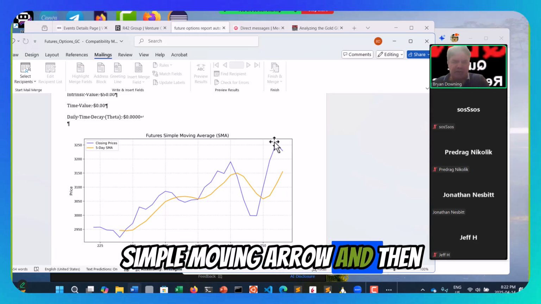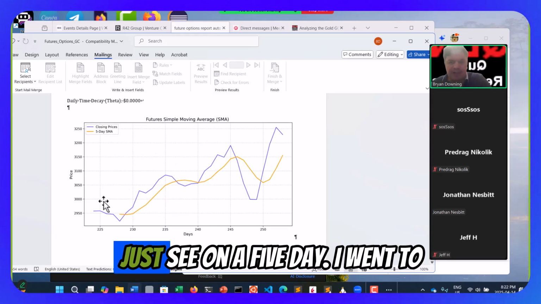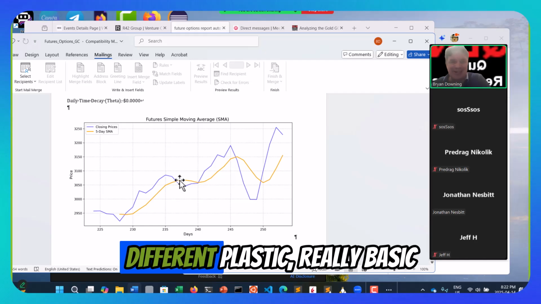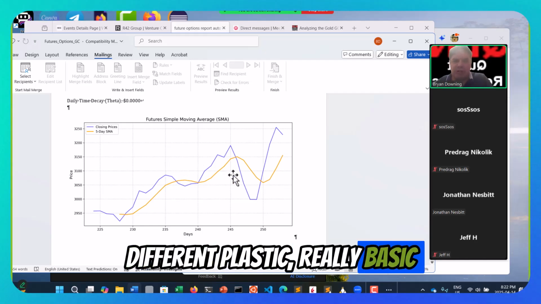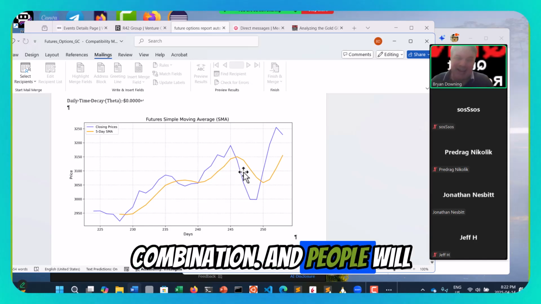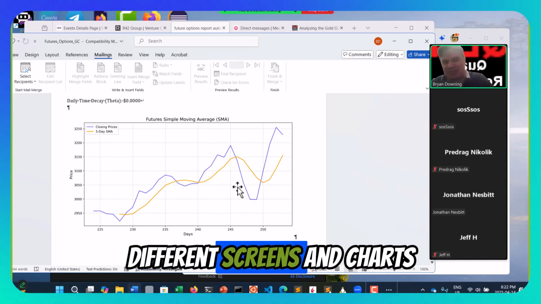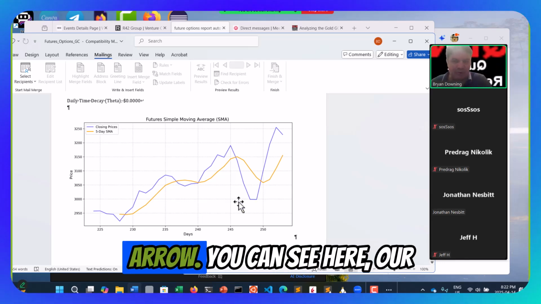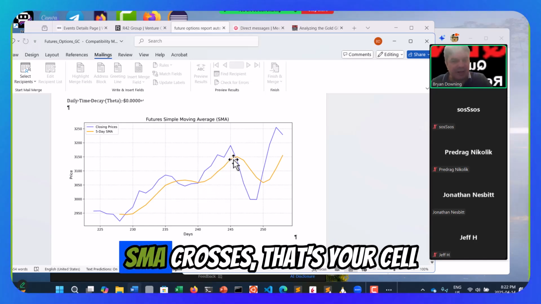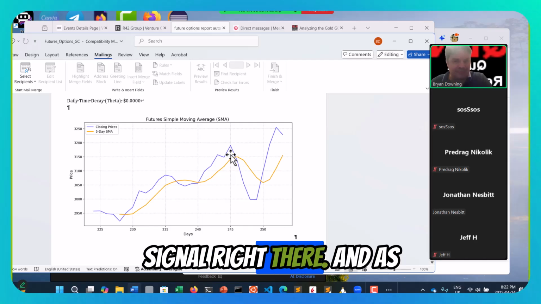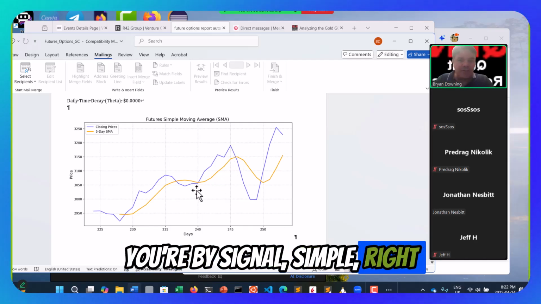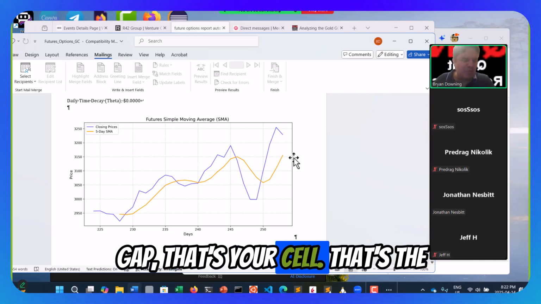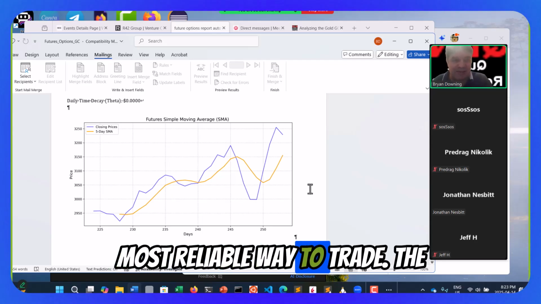So if you're using a simple moving average, in this case on the price, you can just see on a 5-day when to buy and when to sell. This is a classic, really basic combination. And people will soup it up with like 100 different screens and charts, and it looks like spaghetti code. But the most basic and most reliable is a moving average. So you can see here our SMA crosses. That's your sell signal right there. This is your buy signal. Simple, right here. Crosses, your buy. And then it's going to close the gap. That's your sell. That's the most basic and probably the most reliable way to trade.